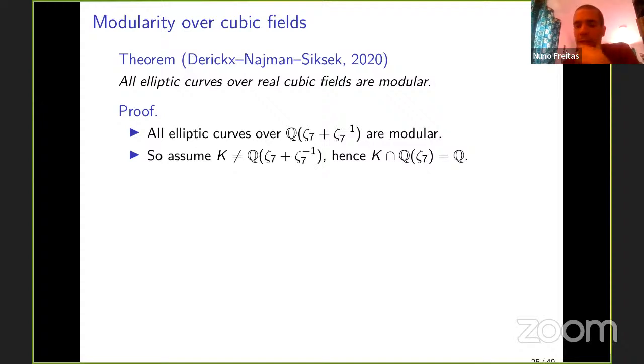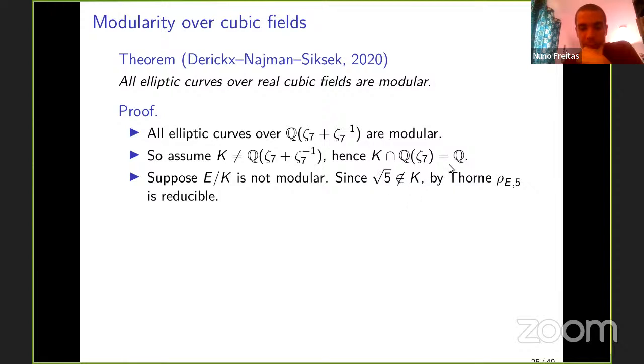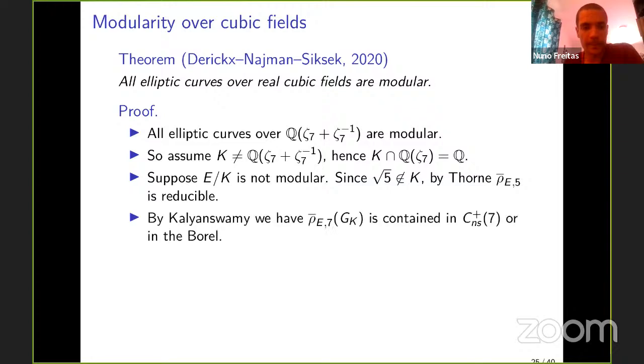Under that hypothesis, we can assume that the intersection of K with the cyclotomic field of 7th roots of unity is Q. And so if the elliptic curve is non-modular, because the field is cubic, we know also that square root of 5 does not belong to K. Then by the theorem of Thorne, the mod 5 representation needs to be reducible. And by this newest mod 7 modularity lifting theorem, we have that the image mod 7 is either in the normalizer of the non-split Cartan or in the Borel.